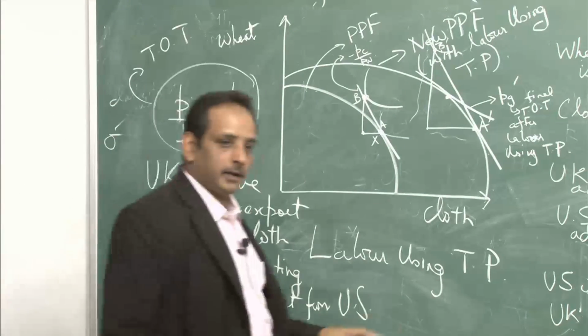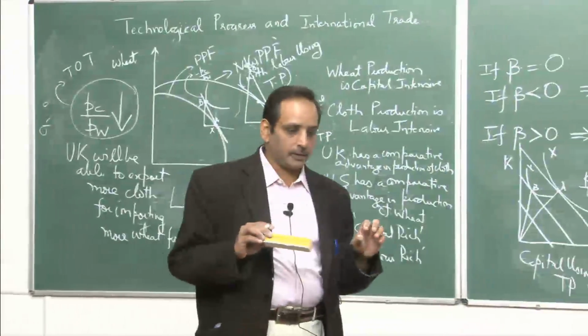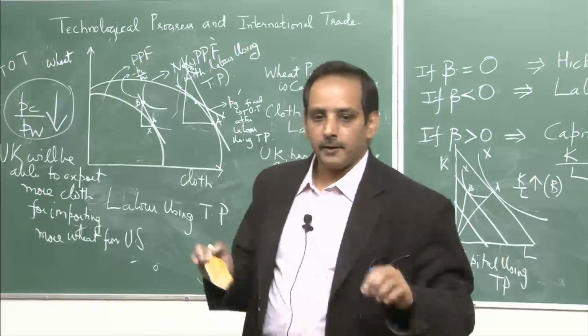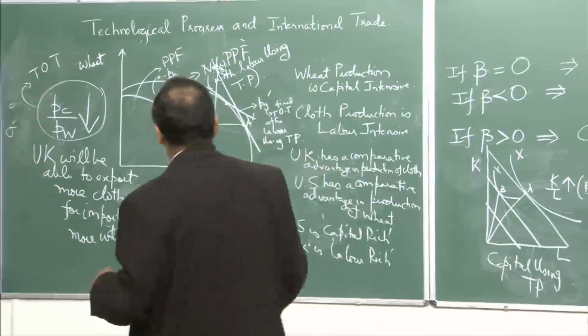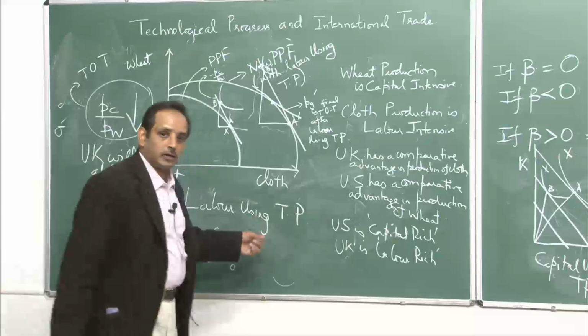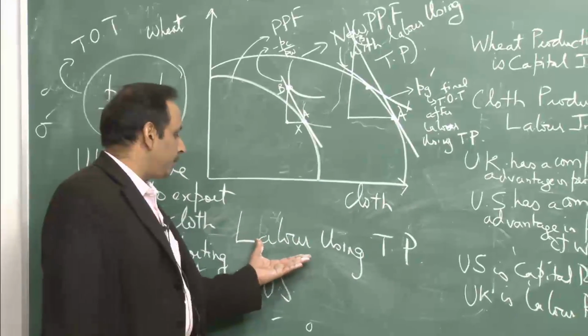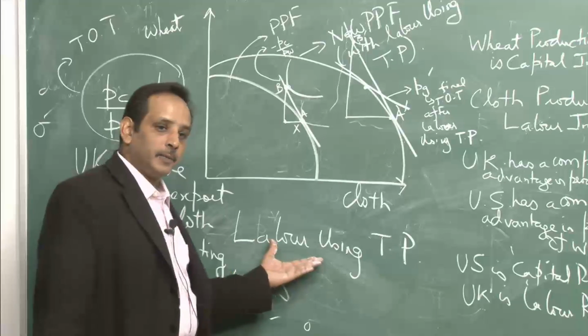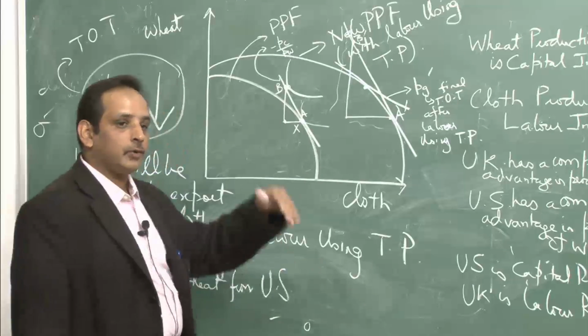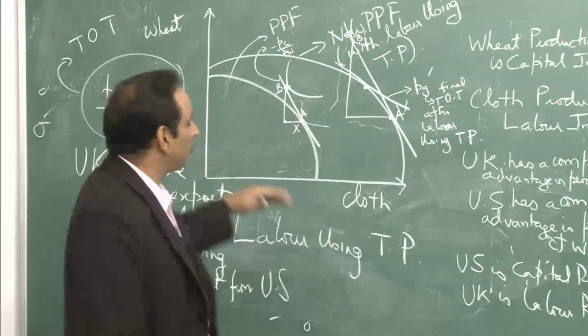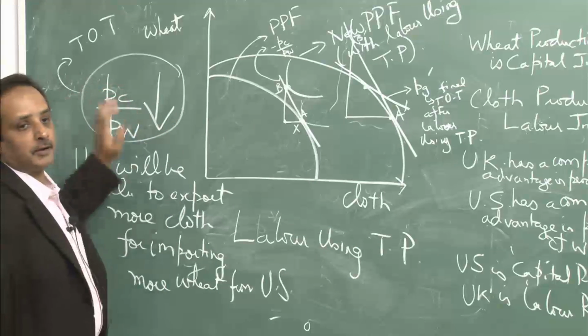So think of a real situation in an economy like India. If it is labor rich and you see technological progress happening of the type which is labor deepening, it would tend to depress the prices of the goods in which you have a comparative advantage.